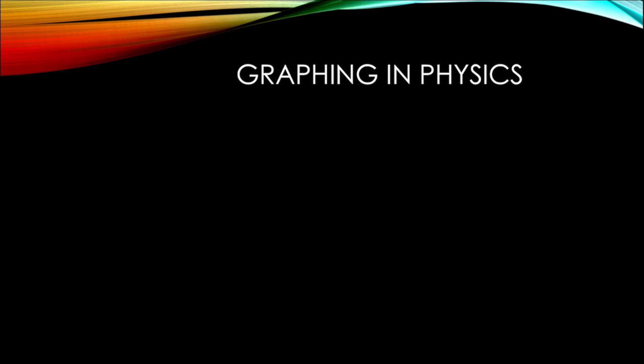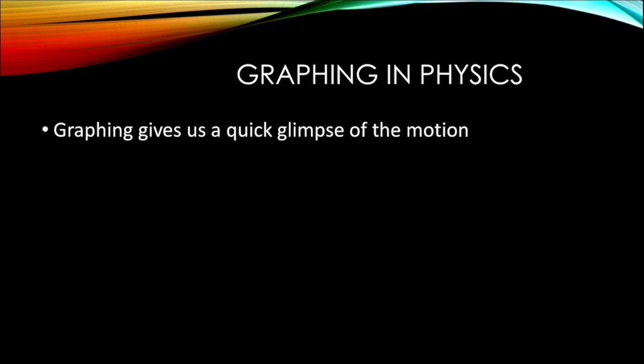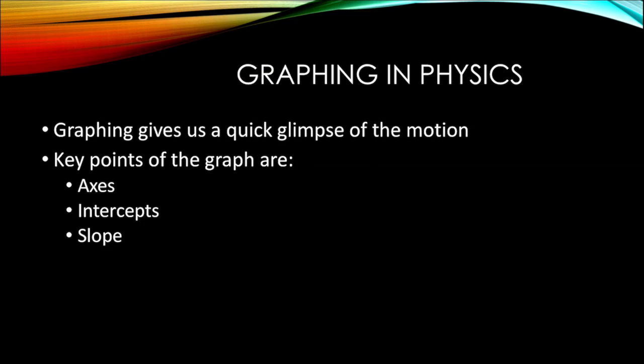In physics, graphing is very important as it can give us a quick glimpse of the motion. You can see any trends that are happening without having to look at all of the numbers individually. Some key points of the graph are axes, intercepts, and slope. We will look at each one individually.